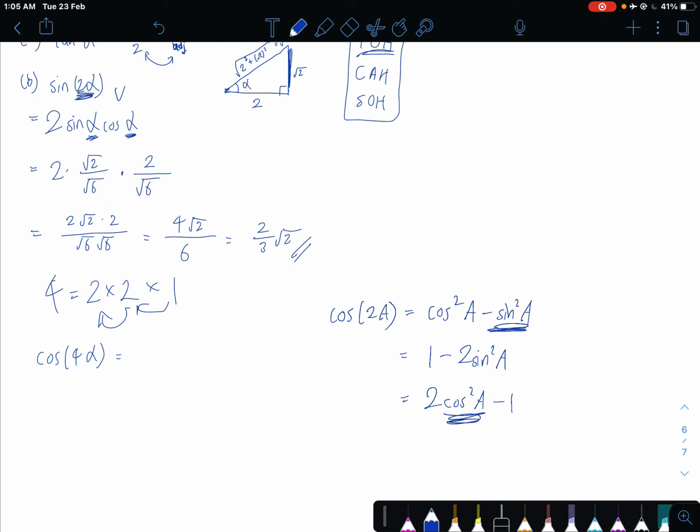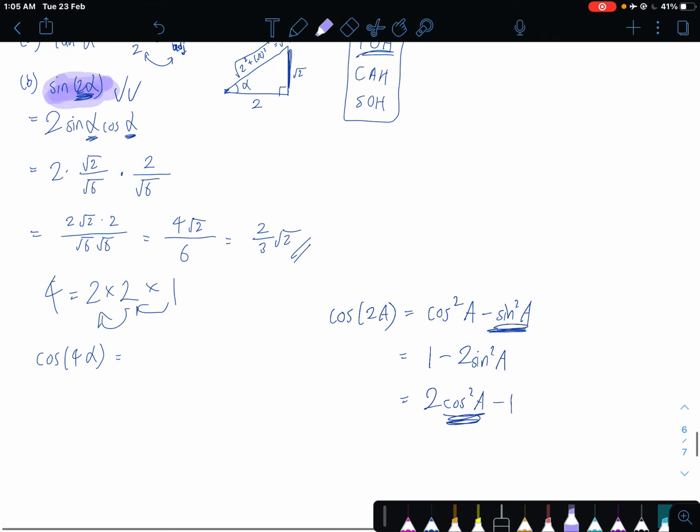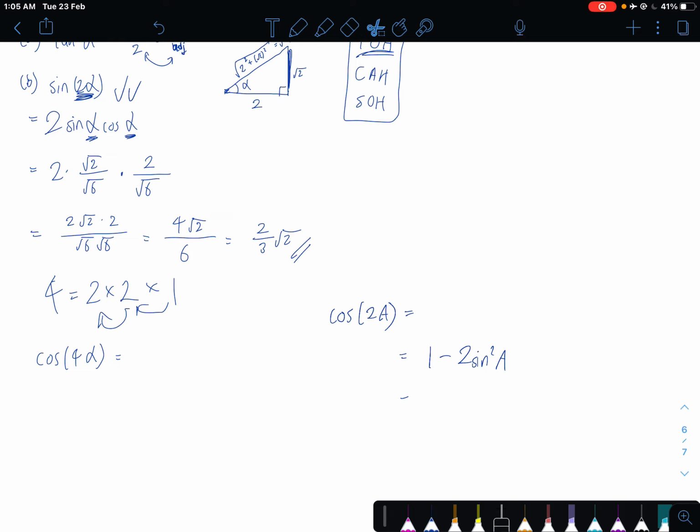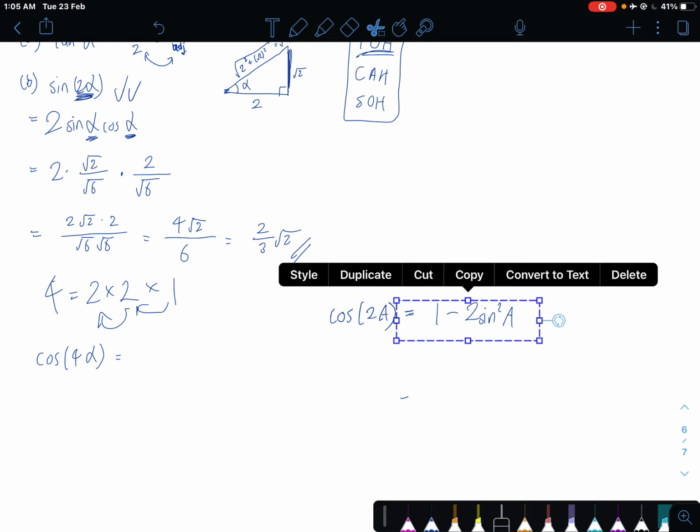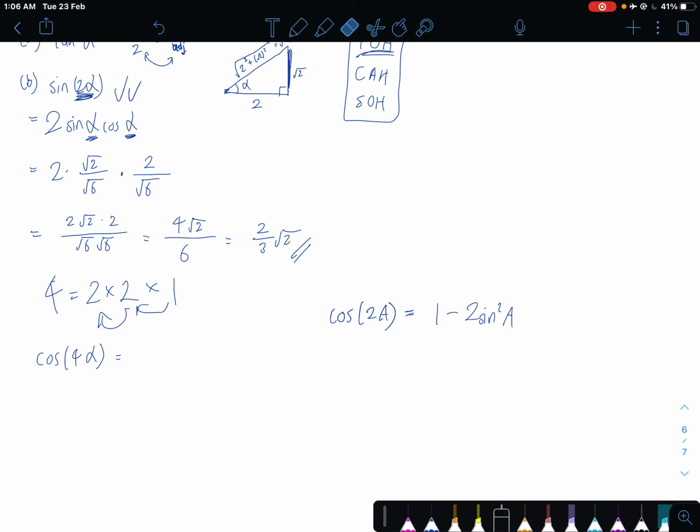We only managed to find sine 2 alpha, which is something in terms of sine, not cosine. So this third form we don't want. In fact, this cosine square minus sine square we also don't want. We just want this form, 1 minus 2 sine square. That's the relevant one. Let's just work it out. How do we use it? Now in this case, 4 alpha is acting as the 2A. Okay, it's acting as the double angle.